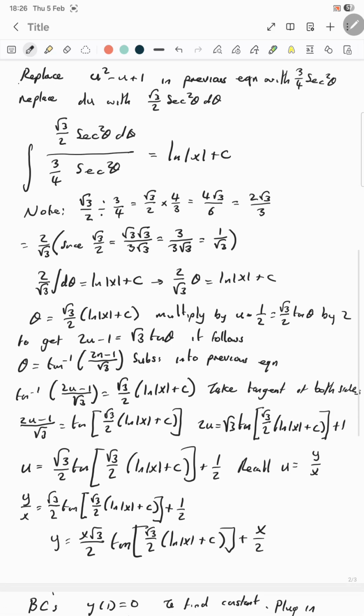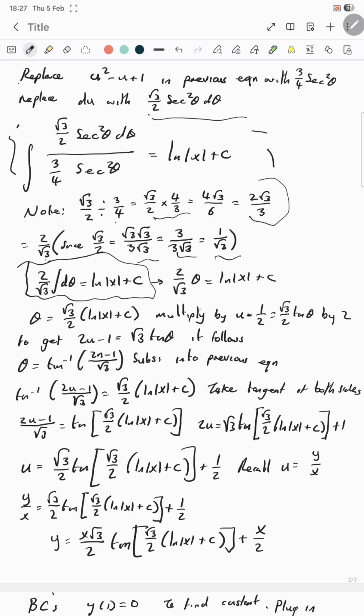Now we replace u squared minus u plus 1 in the previous equation with 3/4 secant squared theta, and replace du with root 3 over 2 secant squared theta d theta. Now we're putting this in top and bottom of this divisor within our integral, which equals ln of x plus c. And we note that with our arithmetic we get this 2 root 3 over 3, since root 3 over 2 equals this, which equals 1 over root 3, and we get this here from our integral.